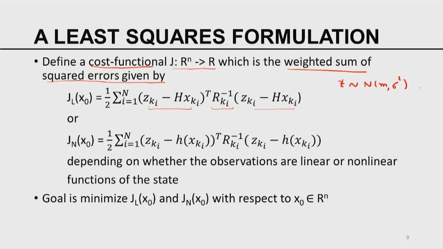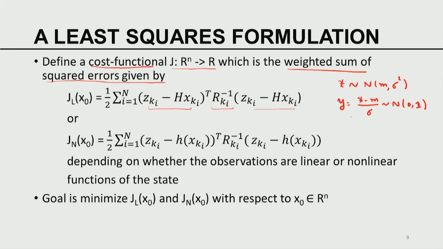If I want to normalize this, I'm going to consider a new random variable y, which is equal to x minus m divided by sigma. Because I'm subtracting m, y is going to be normal with zero mean and unit variance. So subtracting the mean and dividing by the square root of variance is essentially normalization.